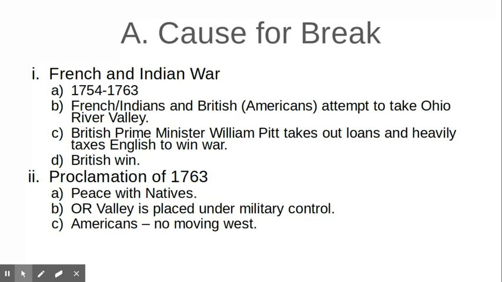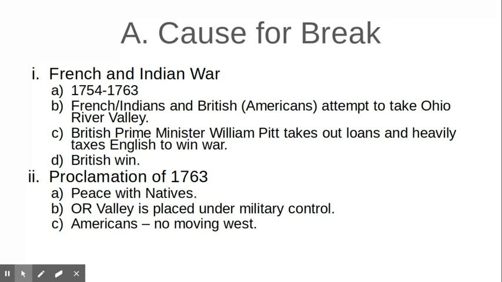So the first thing that it did was it made peace with the natives. And how do you maintain peace with the natives? Well, this would be the second item. Americans were forbidden from moving west. Now that, of course, made the Americans furious because they thought that was the whole point of this war in the first place.